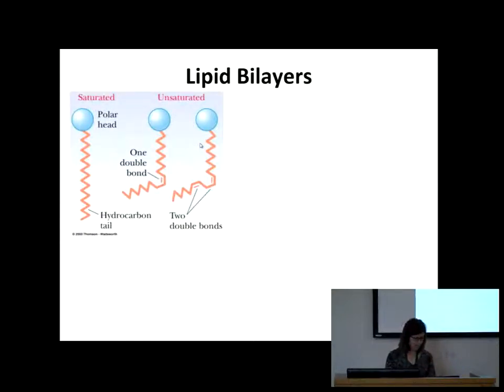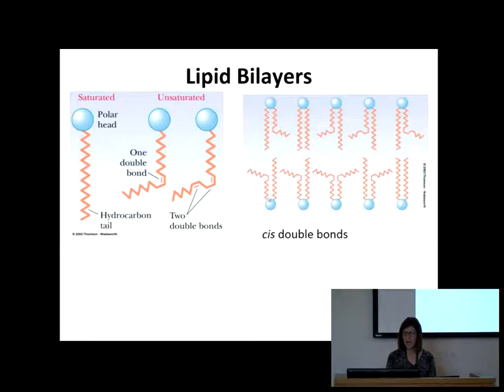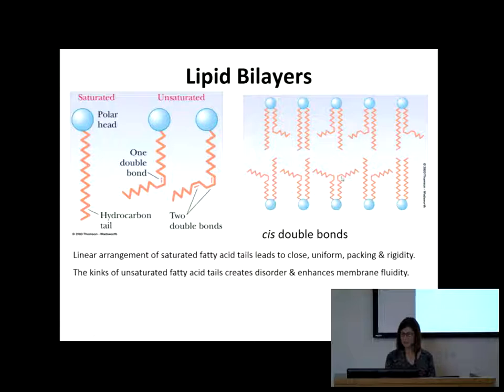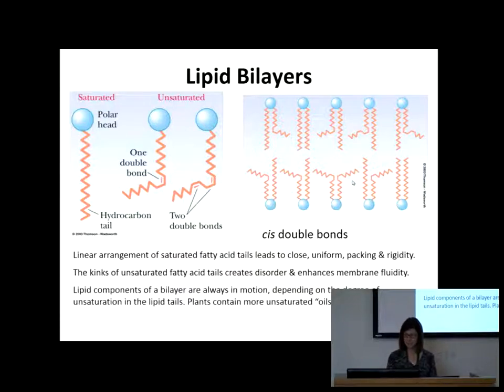So in our lipid bilayer, let's talk about the fatty acids that can be inside. It can be saturated or unsaturated. And by having the unsaturated, it's going to make it more oily, more flexible. So if we have lots of saturated, it's going to be close, uniform packing. And that unsaturated provides kink, more space, more fluidity. And if you have more unsaturated, it's going to be a more oily bilayer. And you can see plants will contain more unsaturation in their bilayers.